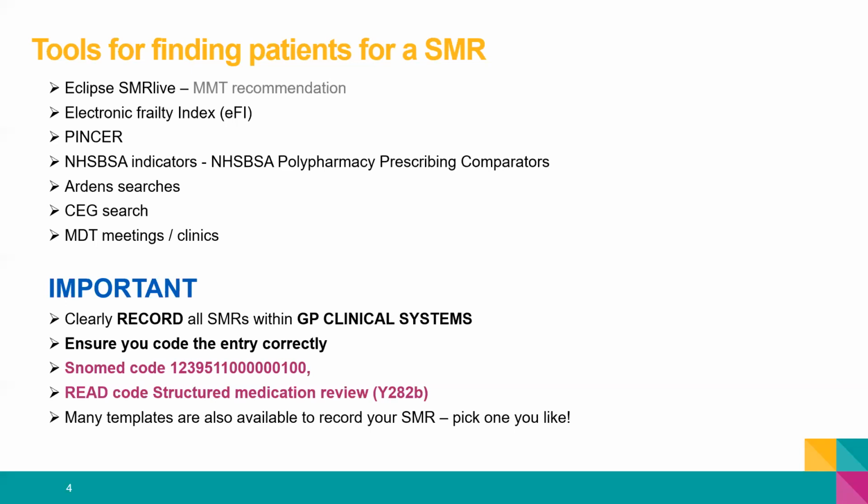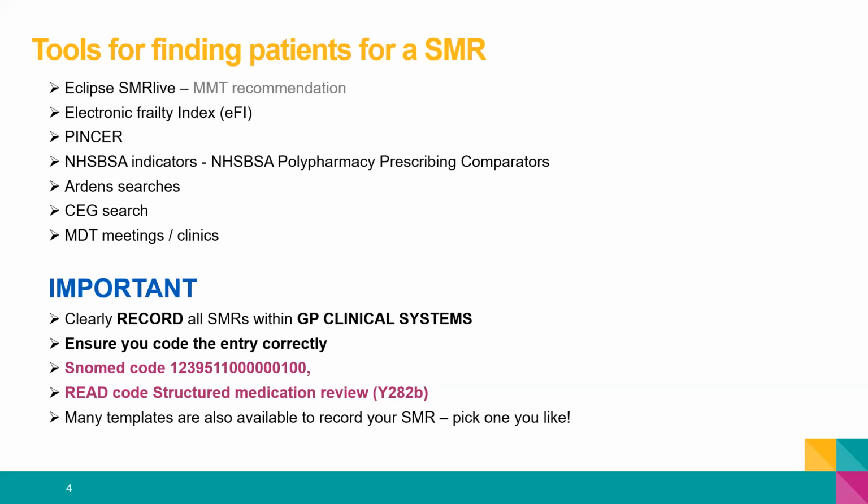I look forward to you all participating today. Just a quick reminder of where you might want to go to look for patients to do SMRs. There are a number of search tools that you can use. We showed you Eclipse Live last time, SMR Live, which is our recommended one. But there is the Electronic Frailty Index, Princer, the polypharmacy dashboard on EPAC, the Arden searches, the KEG searches, and obviously your MDT meetings and clinics.